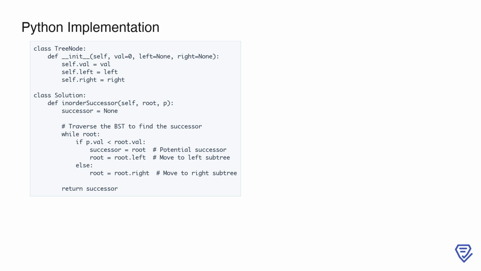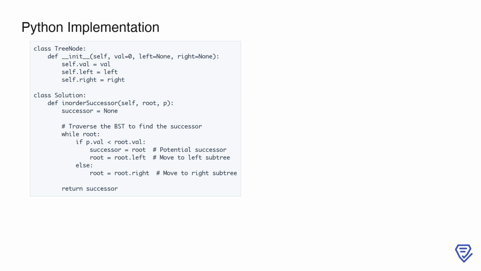Efficiency. The algorithm relies on the properties of the BST and avoids the need for an explicit in-order traversal, making it efficient with a time complexity of O(h), where h is the height of the tree. In a balanced BST, this is approximately O(log n). The space complexity is O(1), because no extra space is used beyond the variables. Edge cases. If the input node P has no in-order successor, e.g., P is the largest node in the tree, the algorithm correctly returns None.